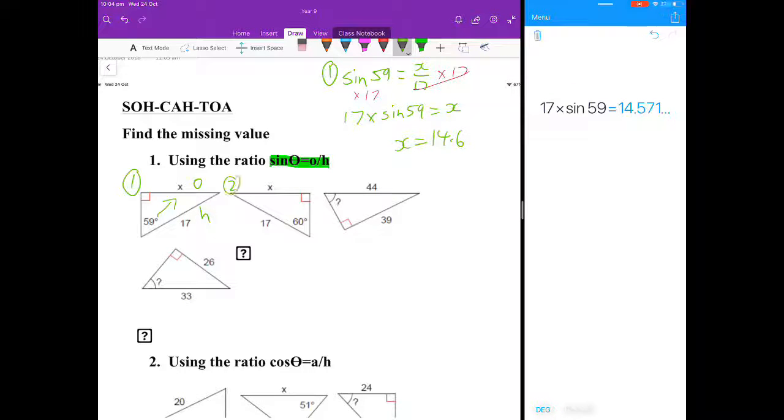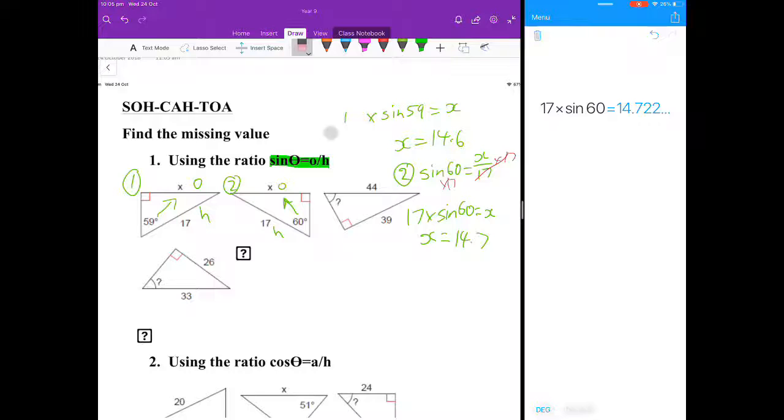Next triangle, the exact same thing. We find our angle, go straight across, got our opposite side and our hypotenuse. So sine 60 equals x over 17. Again, we've got to times by 17 to get rid of those ones on the right. The x is on its own. If we do it to the right, we've got to do it to the left. So we're going to have 17 times sine 60 equals x, which means that our x equals, putting into the calculator, 14.7, so one decimal place.